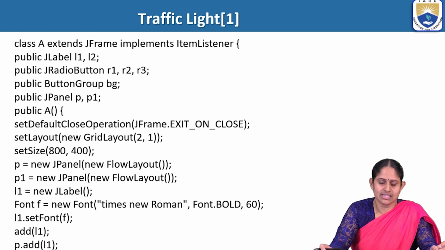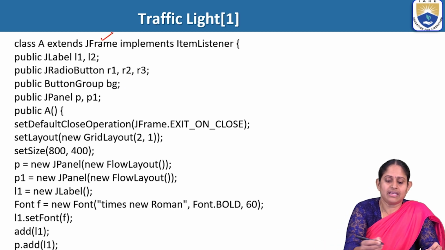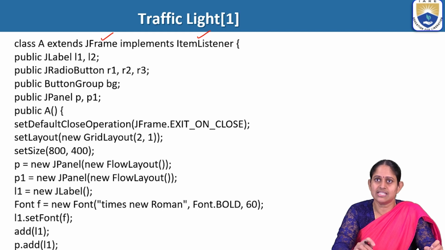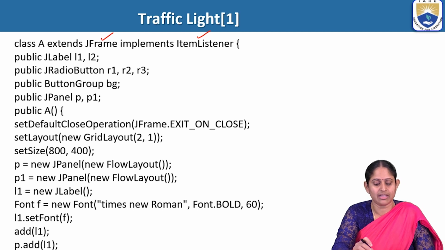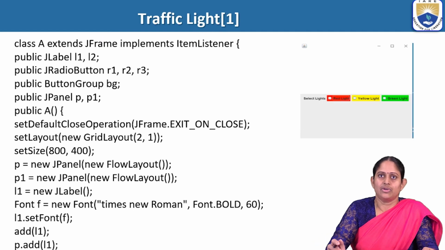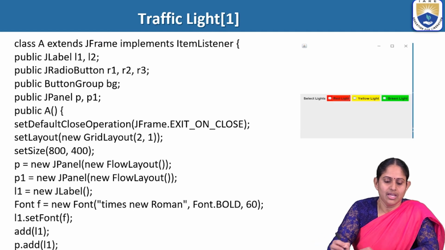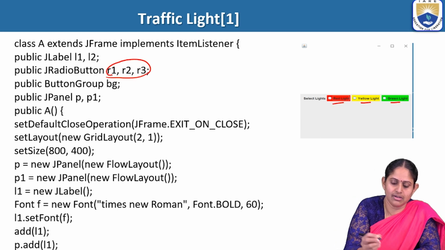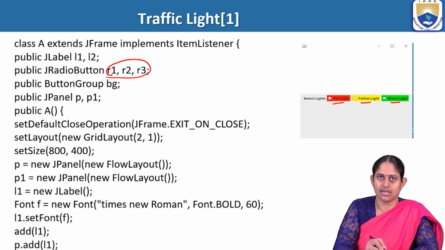In our class A, it is again extending the JFrame, and here we are implementing the ItemListener interface. This ItemListener interface is used over the radio buttons. In our program, we are making use of 3 radio buttons for red light, yellow light and green light, mentioned by R1, R2 and R3.